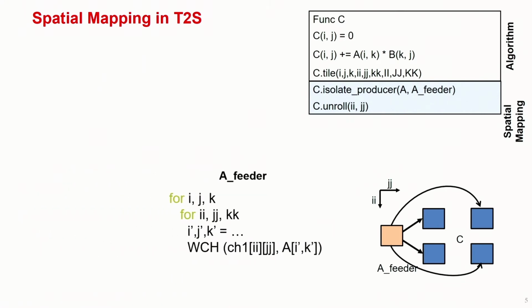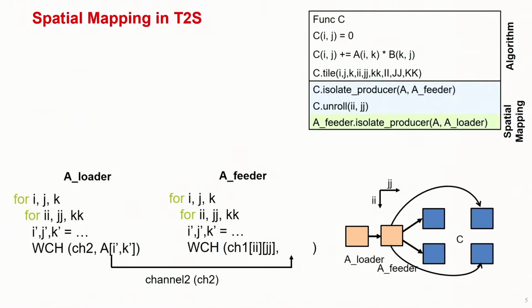Now the user can go ahead and optimize the A feeder function further. For example, here the user further isolates the loading of the matrix A from A feeder into a separate function called A loader. And similarly, now A loader and A feeder are connected using the channel CH2, and A loader is actually loading the values of the matrix.